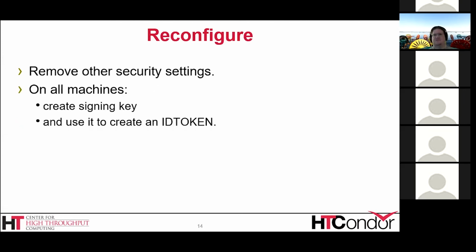Another option that involves a little less back and forth would be to try to reconfigure, which basically means keep everything in place, try to remove all of your security settings, and then do what get HTCondor would have done for you on all of your machines by creating a signing key and using that signing key to create an ID token. That's potentially a little trickier because you are going to be looking at your configuration kind of in place. It's almost like it's modifying live, isn't it?